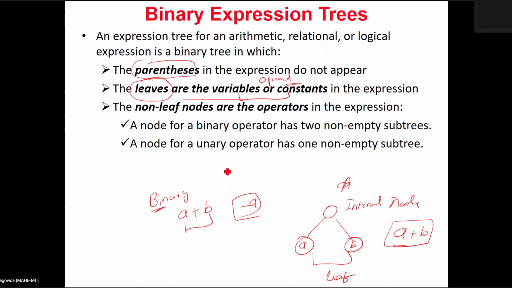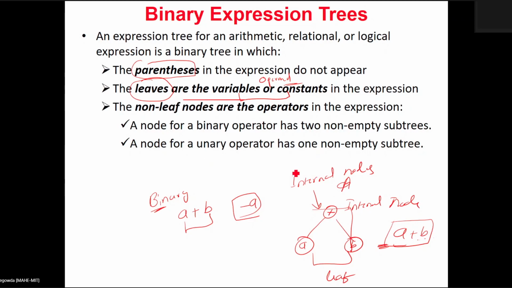Then all non-leaf nodes, which are nothing but the internal nodes, will represent the operators. A node for a binary operator has two non-empty subtrees. A node for a unary operator has only one non-empty subtree. Say for example, in this case, a plus b is a binary operator. It has two non-empty subtrees. So the expression tree for the infix notation a plus b will be this one. This way we are able to write it.